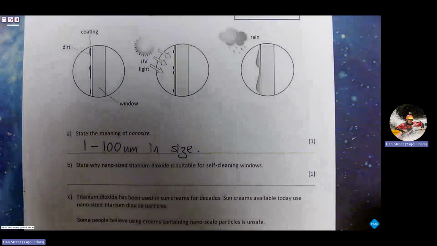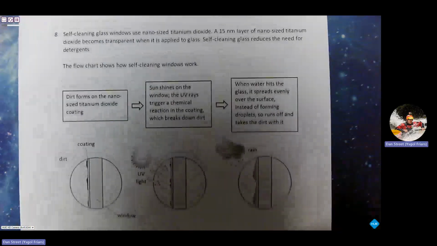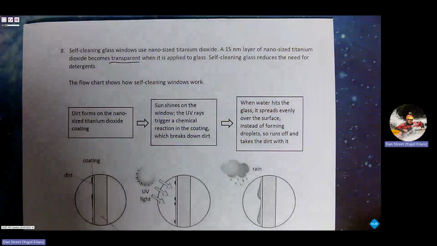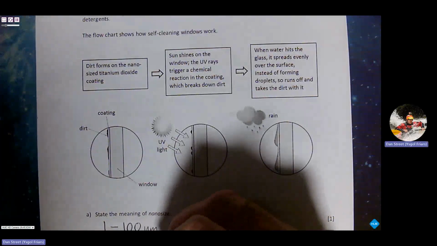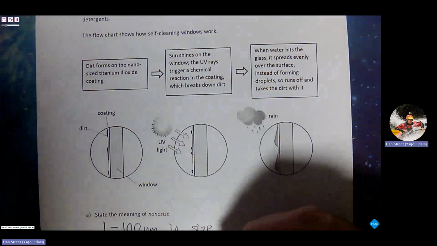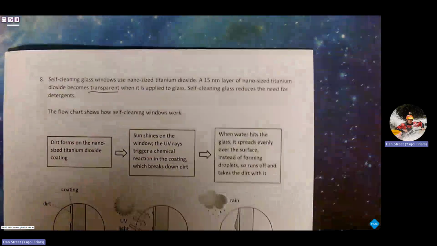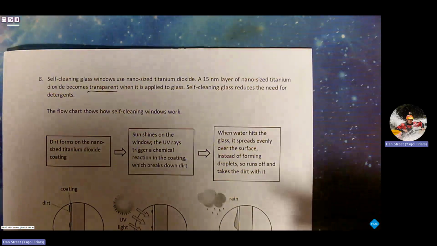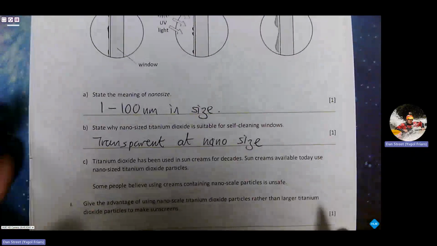State why nano-sized titanium dioxide is suitable for self-cleaning windows. Well, if we look in the description, it tells us that it becomes transparent. So it's transparent at nano size, which is handy if you're a window. Also, you could mention the fact that this chemical reaction occurs, which breaks the dirt down. Either of those two would do.